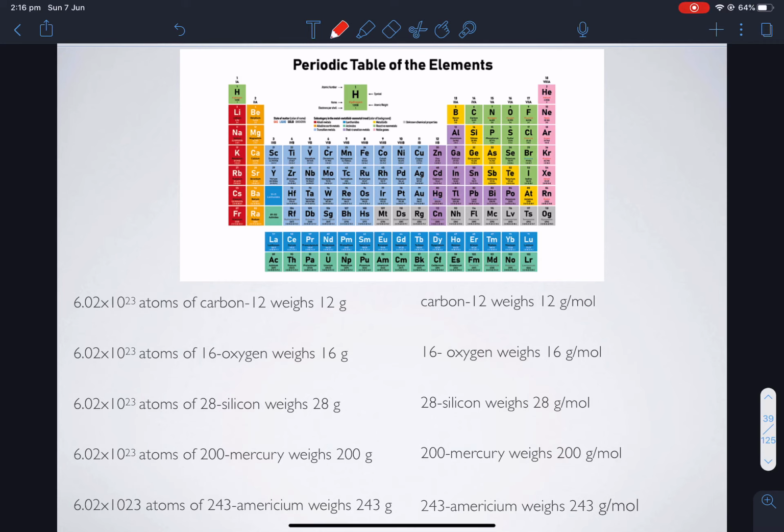Let's skip down a bit. 6.02 times 10 to the 23 atoms of silicon-28, that isotope of silicon, weighs 28 grams. So silicon-28 weighs 28 grams per mole, and so on. So those units that you were looking at before are now grams per mole. We chose that mole unit to make it nice and even.